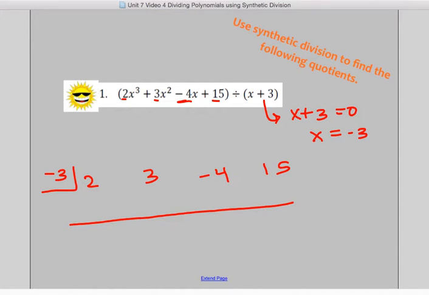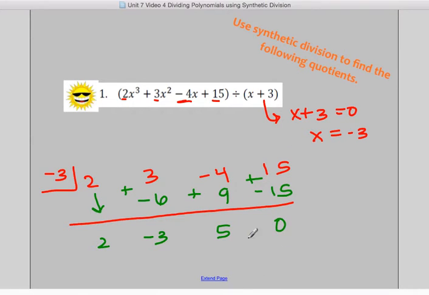Leave some space, draw a line, and then you always bring the first one down. So I have 2, then you multiply. Negative 3 times 2 is negative 6. Always add. 3 plus a negative 6 is negative 3. Then I go back to the same process. Negative 3 times negative 3 is 9. Always add. Negative 4 plus 9 is 5. Back to multiplying. Negative 3 times 5 is negative 15. We always add. 15 plus a negative 15 is 0.